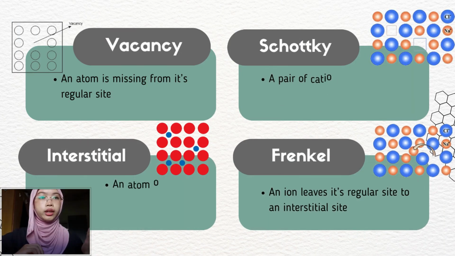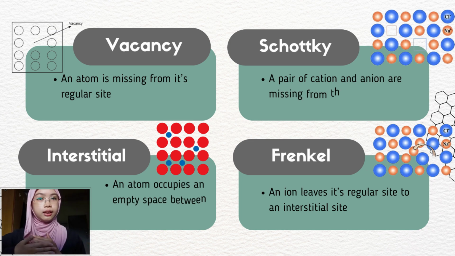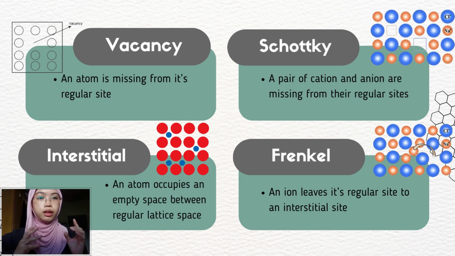Vacancy defect is where an atom is missing from its regular site. This is due to sufficiently high temperature. Some atoms have enough energy to leave their sites. This causes the density of the substance to decrease. Meanwhile, Schottky defect happens when an equal number of cations and anions are missing from their regular sites. This is to maintain the electrical neutrality of ionic compounds. Hence, the density of the substance also decreases.